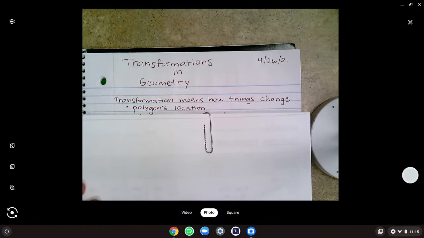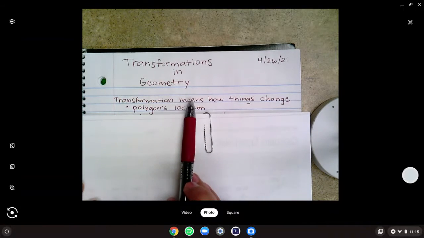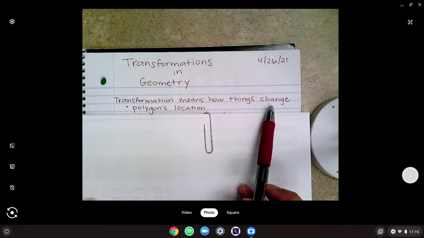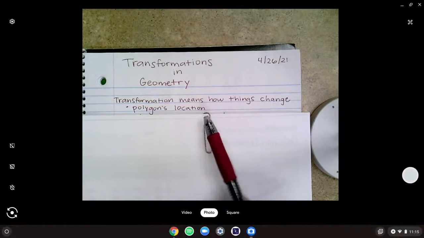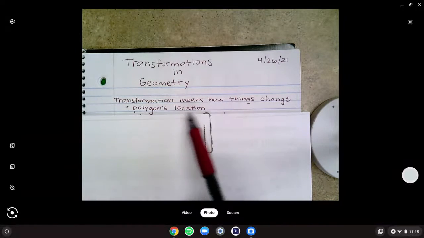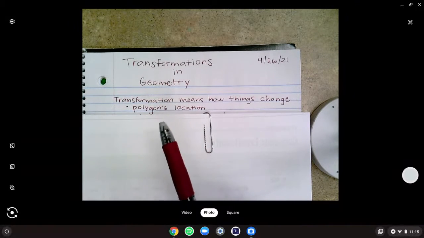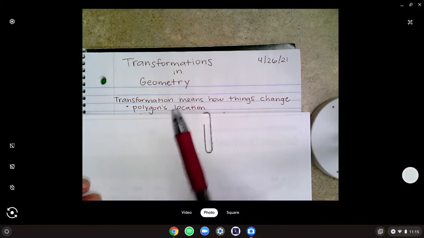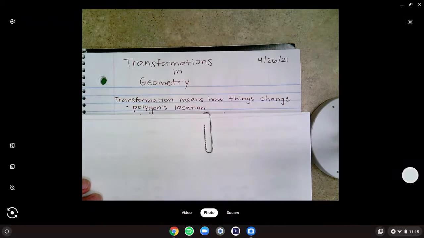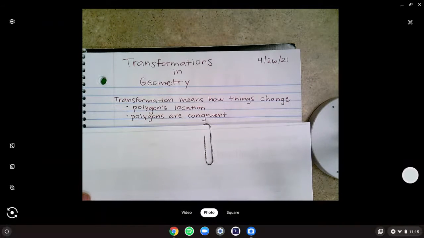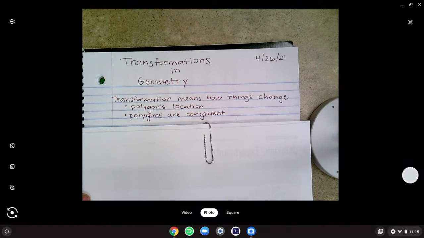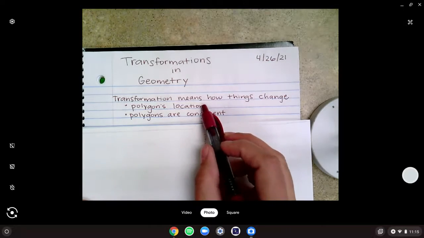All right, so we talked about a transformation means how things change. Like in our head, we talked about butterflies. We thought that a lot of us think about butterflies when they change, right? But in geometry with shapes, it's only talking about changing a polygon's location. These polygons are still congruent, meaning they are still the same exact shape and size. They don't change at all. If it starts a big square, it's going to end a big square. It might just be in a different spot. It changes its location.